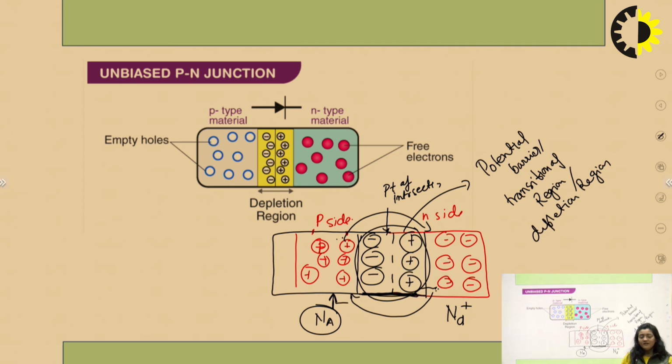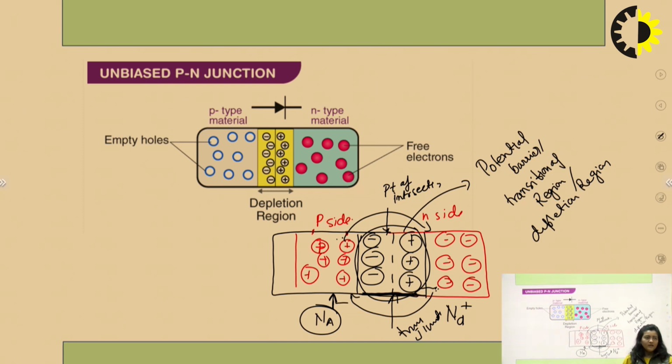What we see is that it has a middle point. This is called the junction, at the middle of the depletion region. As we move towards the p side of the potential barrier, we have negative ions, and towards the n region we have positive ions. So this is what we call an unbiased PN junction, meaning we have not applied any external electric field or external voltage to this region until now.